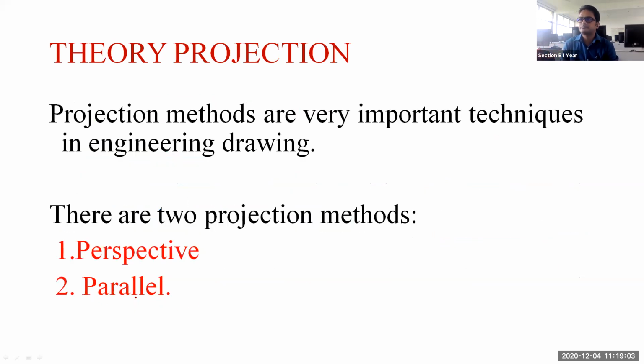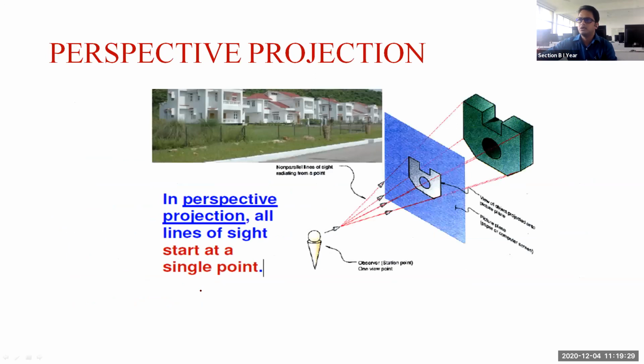Now we have two methods of projection, as I told you earlier. The first one is called perspective and the second one is parallel projection. Now we will see the difference between the perspective method and the parallel method, one by one.